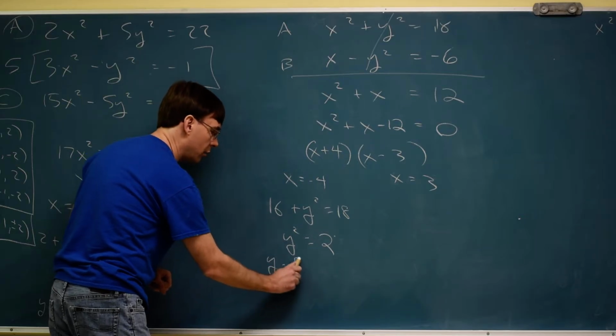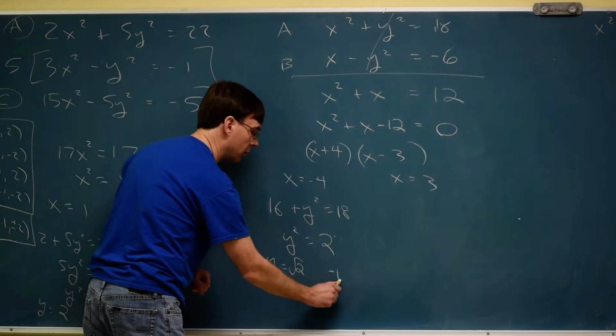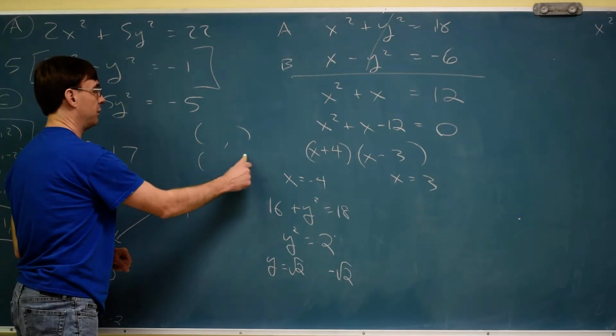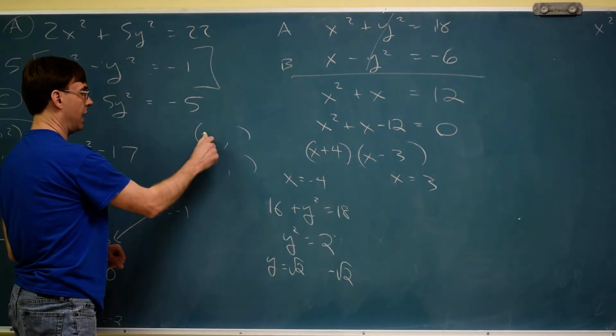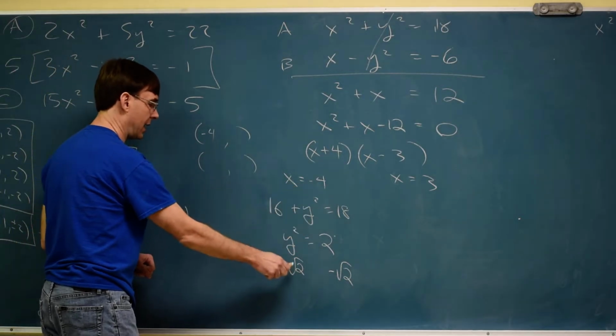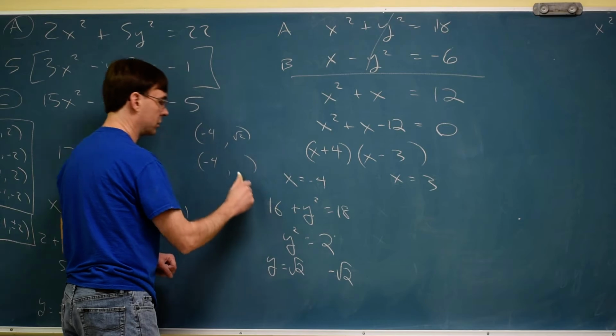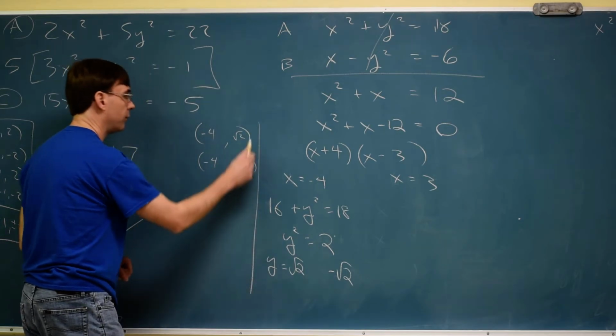And when I do a root, it's not just positive root 2, it's also negative root 2. So I just found myself 2 answers again. The negative 4 for x led me to root 2. Negative 4 for x also led me to negative root 2.